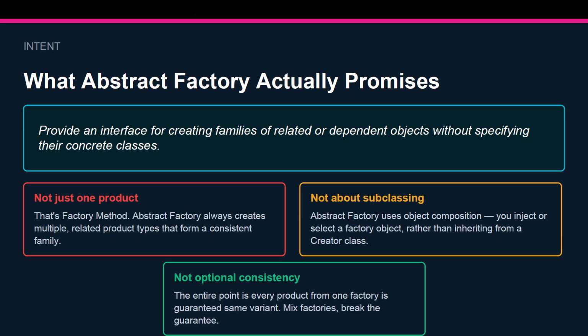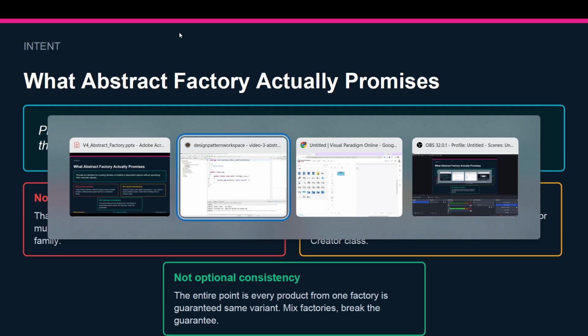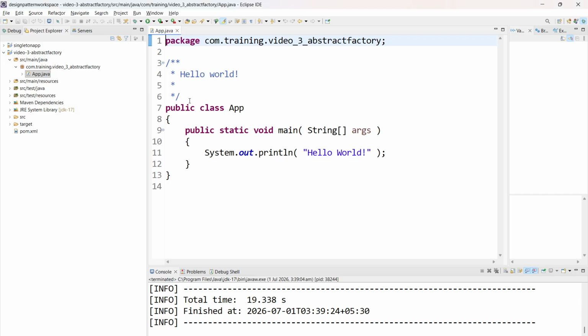Now let's get into the world of the abstract factory design pattern. What exactly is the intent of it? You can see it provides an interface for creating families of related or dependent objects without specifying the concrete classes. I actually don't understand much when I say this. So let us try to break into it.